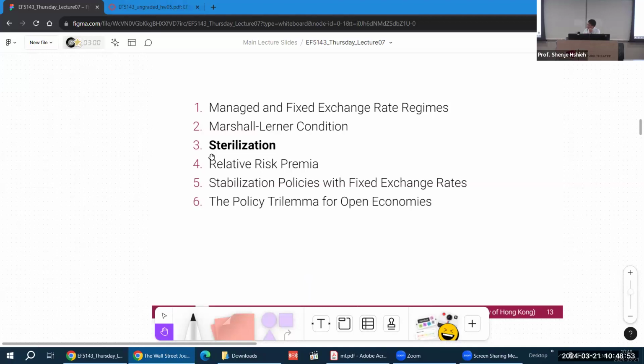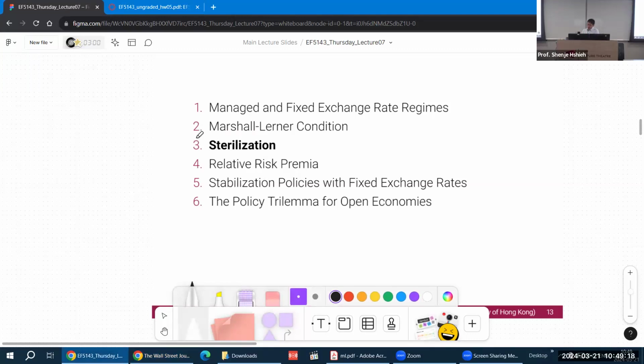Finish up. We're almost done, I promise. So the last three topics that I want to talk about are sterilization, relative risk premium, and then the rest is just fiscal and monetary policy under fixed exchange rates. So I want to talk about sterilization and relative risk premium first, because these two topics are expansions of our previous UIP model.